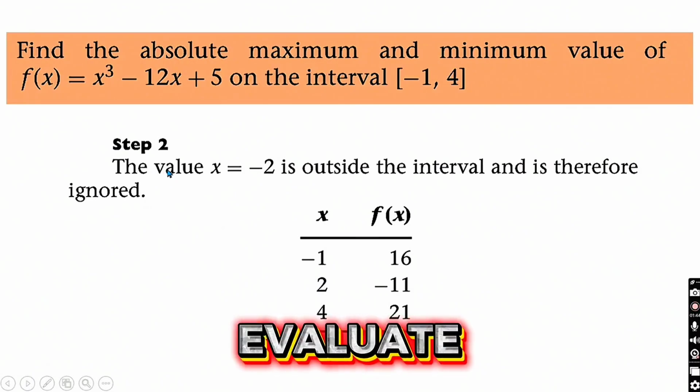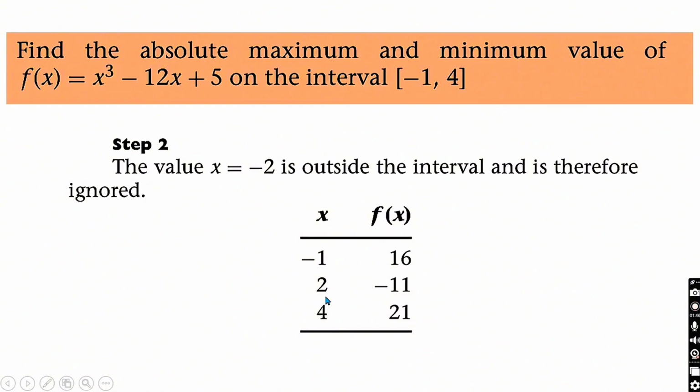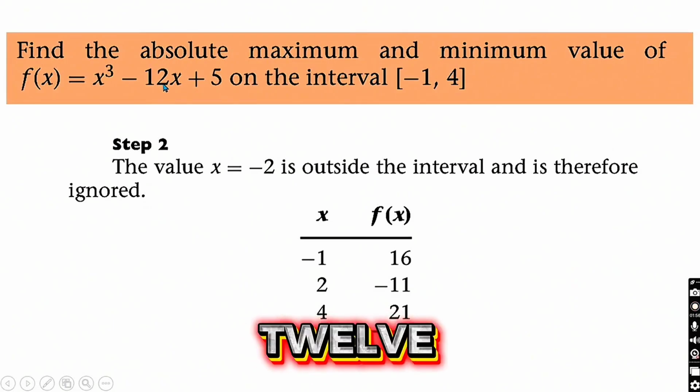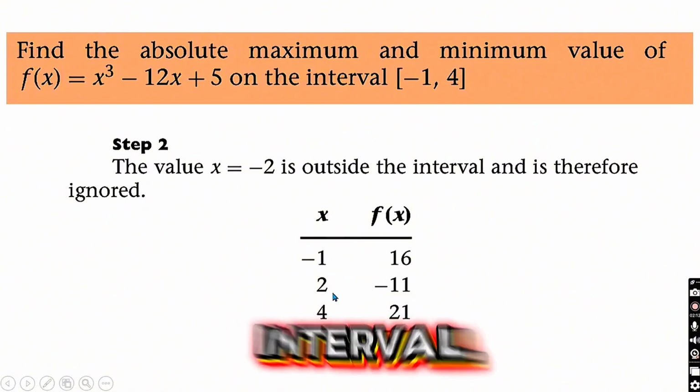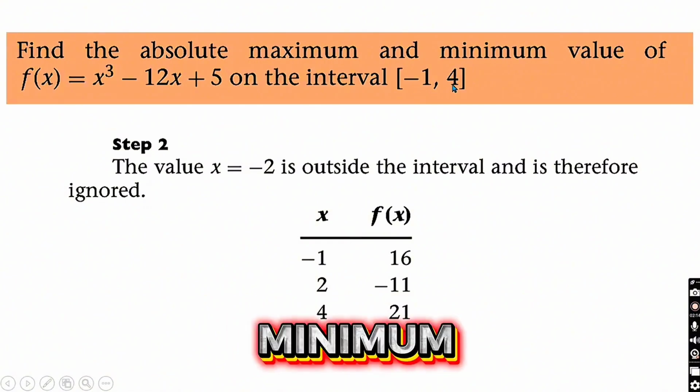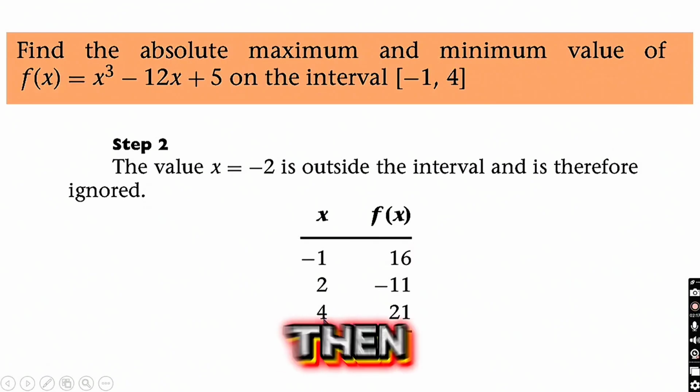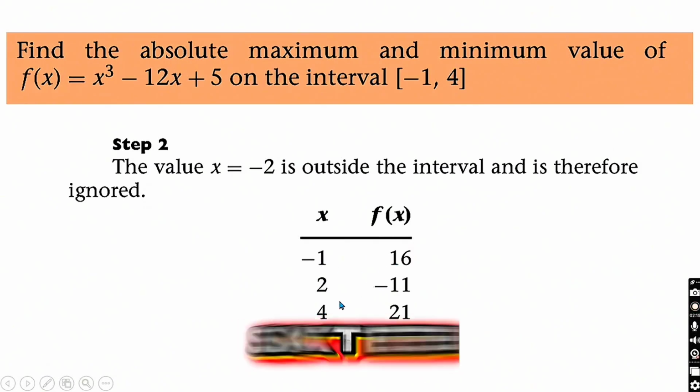We are going to evaluate the function if x is 2. So 8 plus 5 is 13. And then 12 times 2 is 24. 13 minus 24 is -11. And then we can evaluate the endpoints of the interval, the minimum and then the maximum. So we have -1, 16, and then 4.